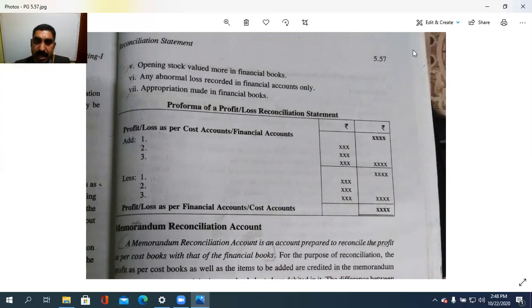ഇനി abnormal loss recorded in financial accounts. അപ്പൊ abnormal gain ആണ് അതിനകത്ത്. ഓക്കെ. ഇവിടെ abnormal loss recorded in financial account and appropriation made in financial books. അതായത് ആഡപ്പ്, പ്രോഫിറ്റിന്റെ ഒരു ആഡപ്പ് പെർസെന്റേജ്. ഓക്കെ. അതാണ് appropriation എന്ന് പറയുന്നത്. അത് നിങ്ങൾ നേരത്തെ പഠിച്ചിട്ടുള്ളതാണ്, appropriation of profit അകത്ത്.